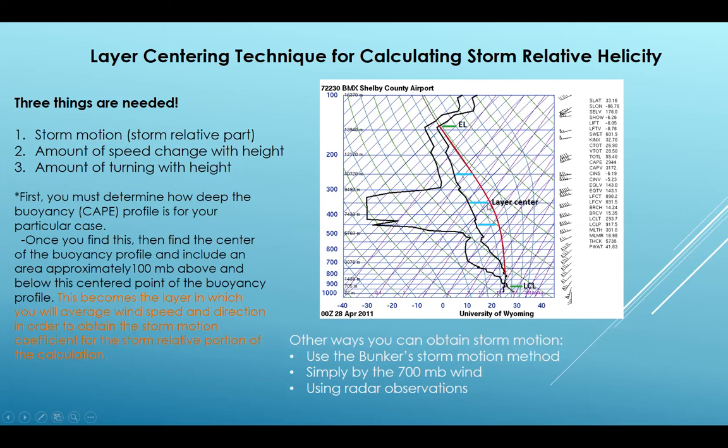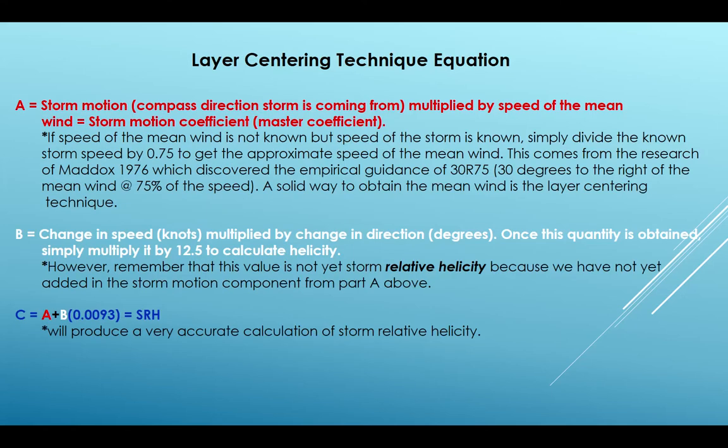And so from there you want to go into the middle of the buoyancy profile. That would be the layer center, and then go 100 millibars above and 100 millibars below that layer, and average the wind speed and direction, and that will give you your storm motion component. We'll go into more detail on how to calculate that in just a moment.